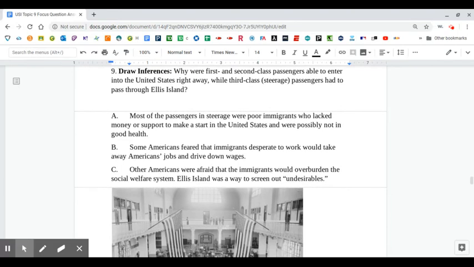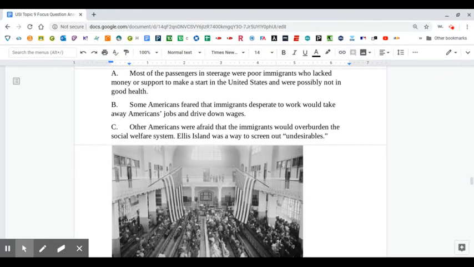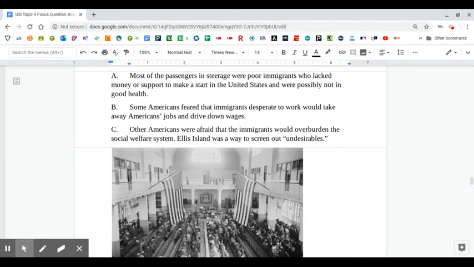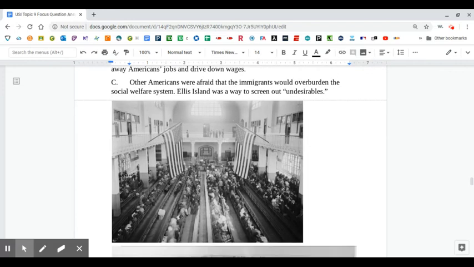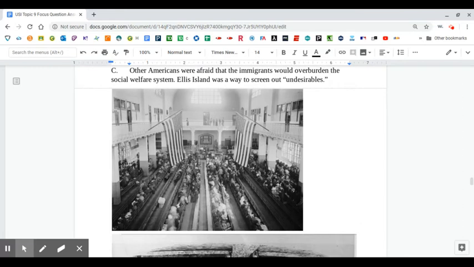Why were first and second class passengers able to enter into the United States right away, while third class passengers, this is called steerage, the lowest class, the cheapest ticket you could buy to the United States, had to pass through Ellis Island? Most of the passengers in steerage were poor, lacked money or support to make a start in the United States, and sometimes there was fear that they might be carrying with them disease or a virus. Some Americans feared that immigrants desperate to work would take away American jobs and drive down wages. Still, other Americans were afraid that immigrants would overburden the social welfare system.